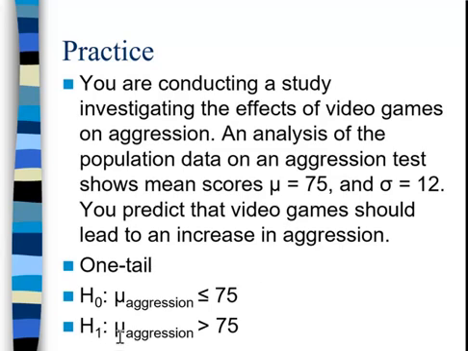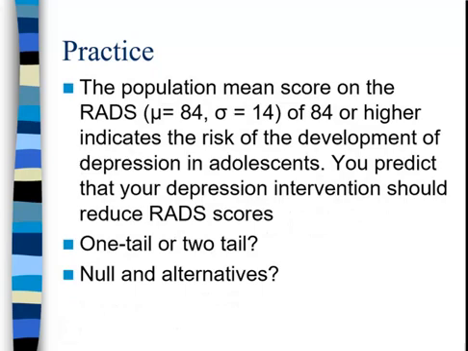So H subscript 1, mu aggression, because that's what we're measuring. The mean aggression of our sample should be greater than, an increase compared to the mean. So greater than our sample population mean, which is 75. Whereas our null, again, is just simply the opposite of our sign here with the equal to as well. So the mean aggression for our sample should be less than or equal to our population mean of 75. Let's do one more.